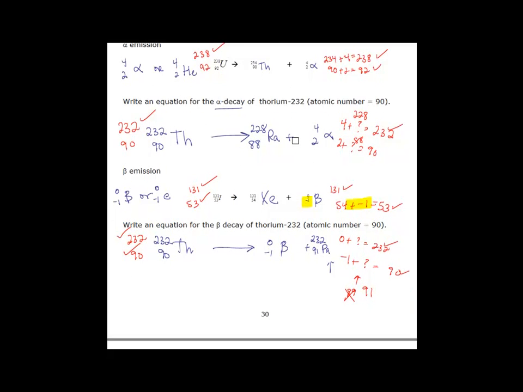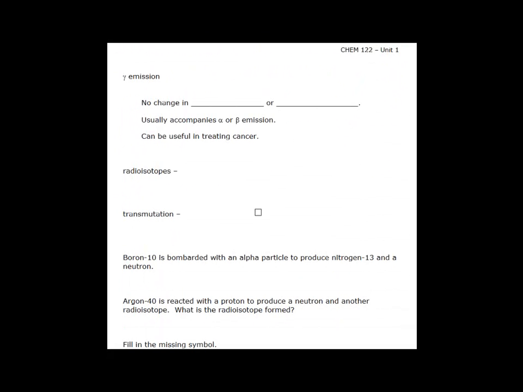Okay, on the next page, gamma decay or gamma emission results, since a gamma particle has a 0 mass number, a 0 atomic number, there is no change in the mass number or atomic number. This is useful in treating cancer, and a lot of times it's accompanied by alpha or beta emission. So since there's no change in the mass number or atomic number, it's really hard to see that in an equation, but we will always tell you what type of decay it is. If it's alpha decay, beta decay, or gamma decay, we will tell you. We don't expect you to know what type of decay occurs.